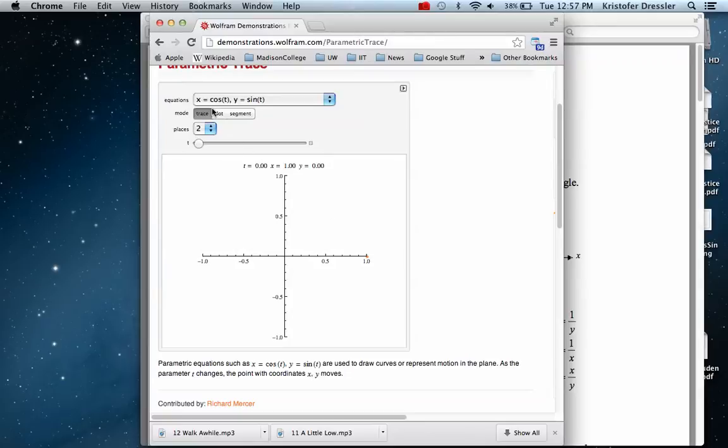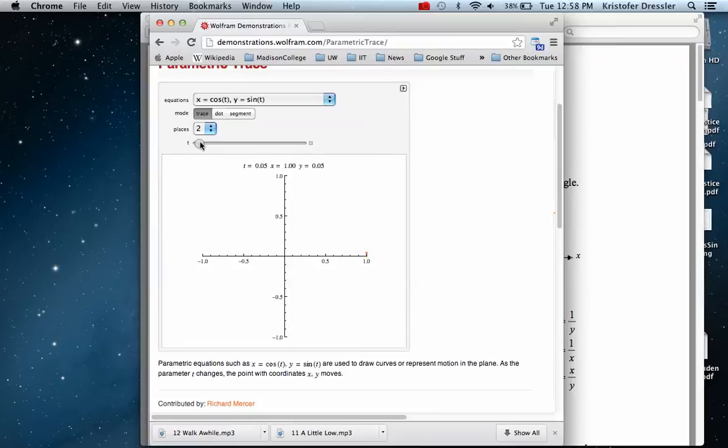So here's one. X is the cosine of t. Y is the sine of t. Now, if you've taken trigonometry somewhat recently, you should recognize that x is cosine, y is sine. This is somehow related to the unit circle. My t starts at 0 and goes to something over here. At 0, my x is 1, because cosine of 0 is 1, and my sine is 0, so that makes sense.